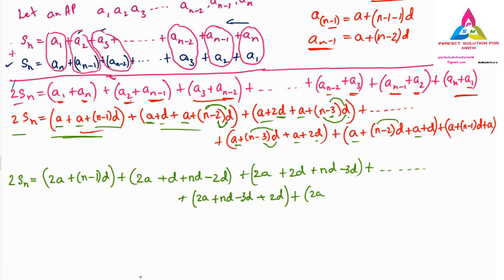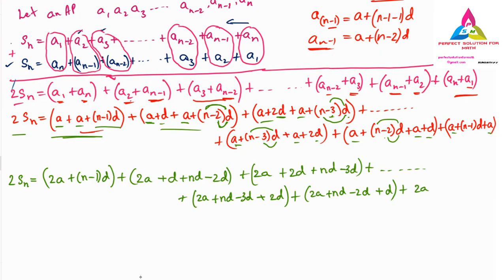d has to multiply with n, d has to multiply with minus 2. So d into n is again nd. d into minus 2 is nothing but minus 2d. Next we have plus d. See, this plus d I have to write down. So plus again we have a plus a is 2a.